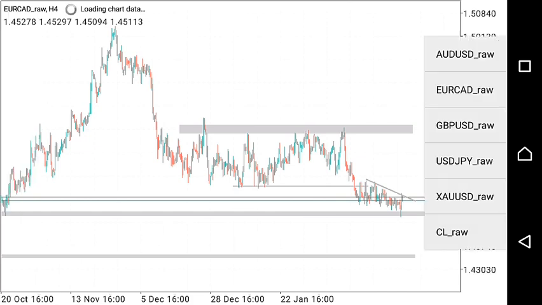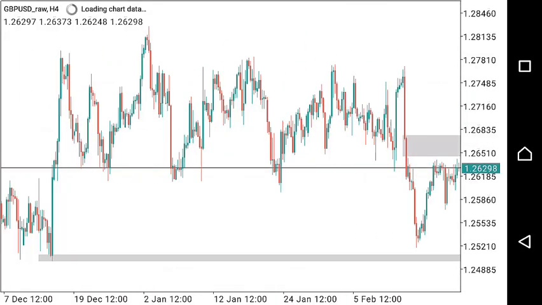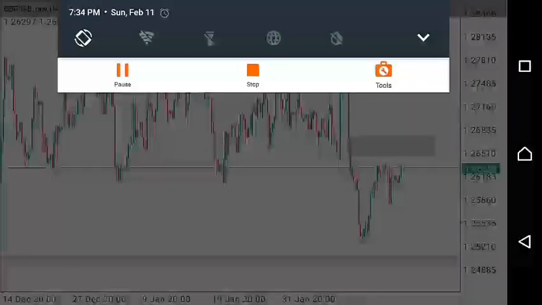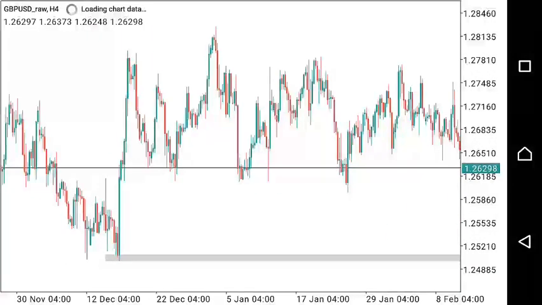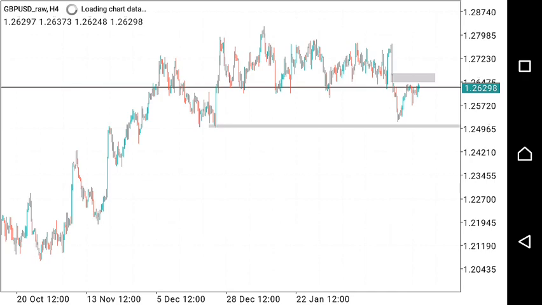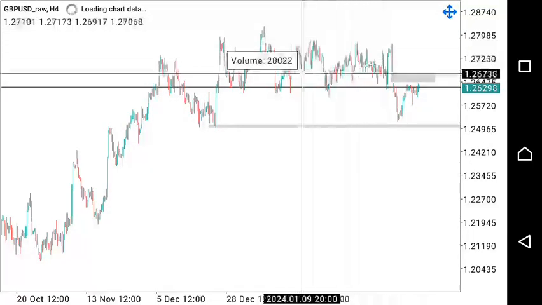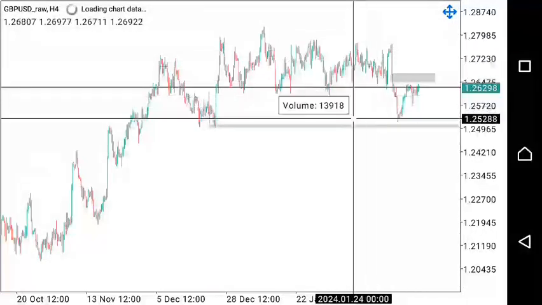The next pair we're going for is the USD JPY and pound USD rather. Now, alright, pound USD has broken out of the wide range it was in since January, as you can see right here. This range has now been broken, right? This range has been broken.